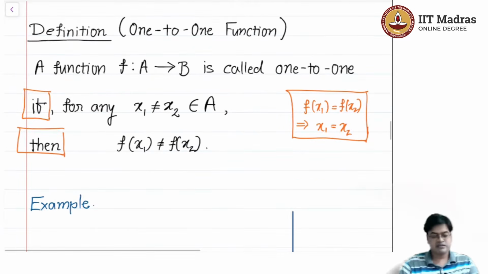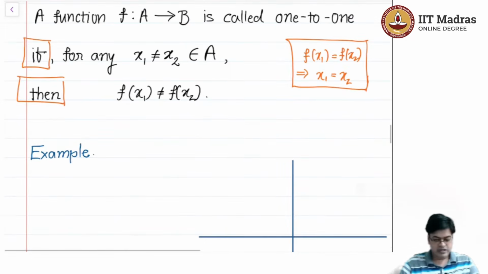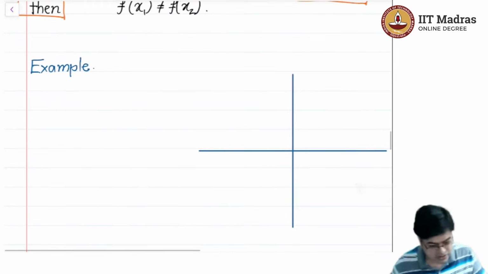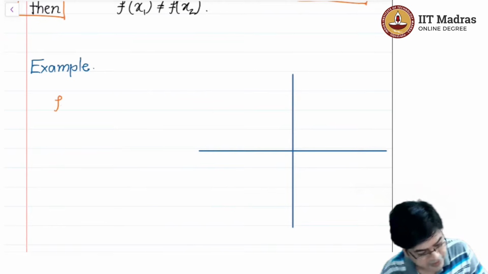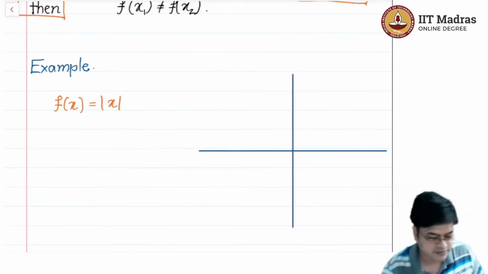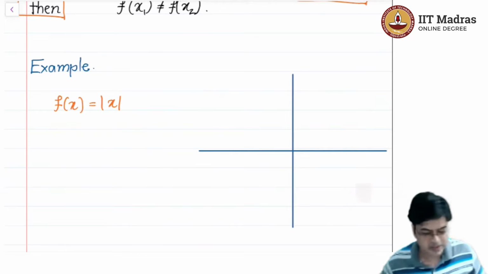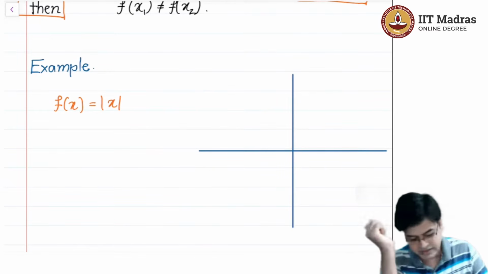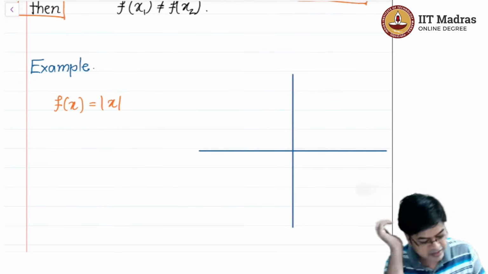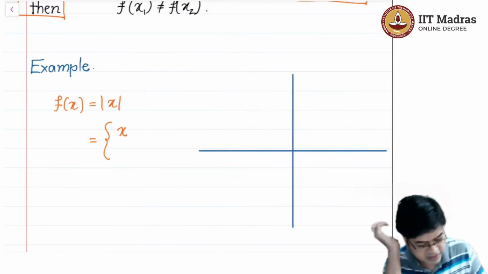So let us discuss some examples of functions that are one-to-one and not one-to-one. For this, let us first take f(x) to be equal to modulus of x. Is this function one-to-one? Let us try to answer this question. So let me write this function properly: f(x) is equal to x for x greater than or equal to 0 and minus x for x less than 0.